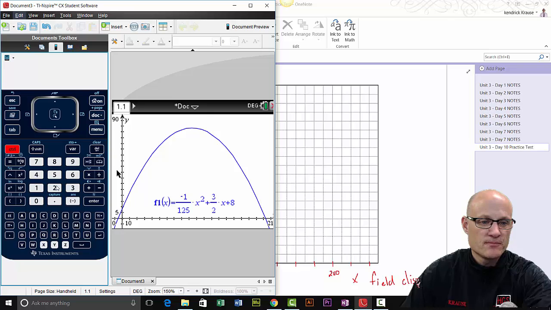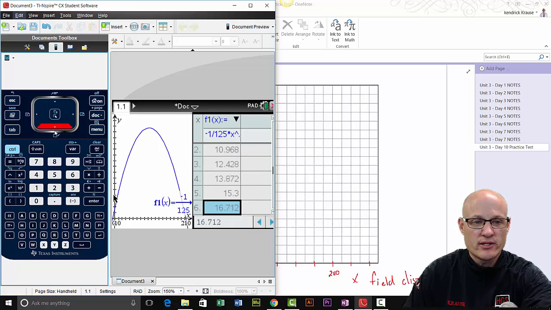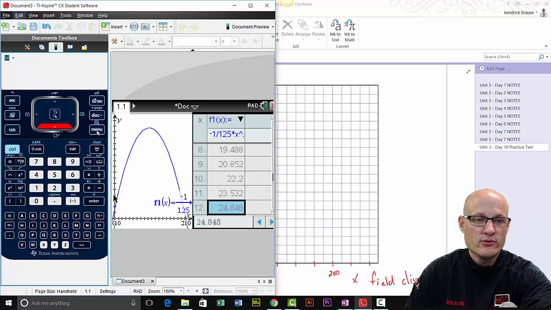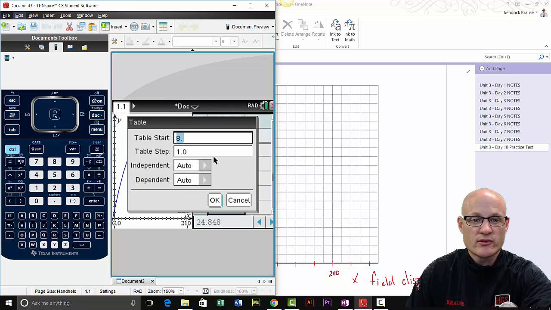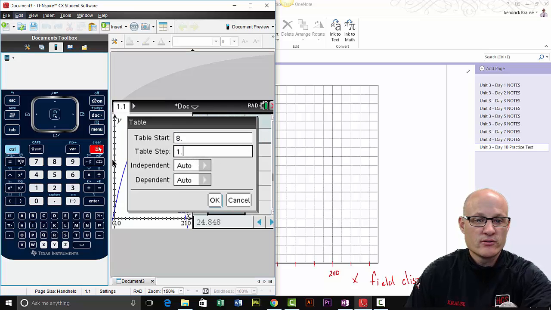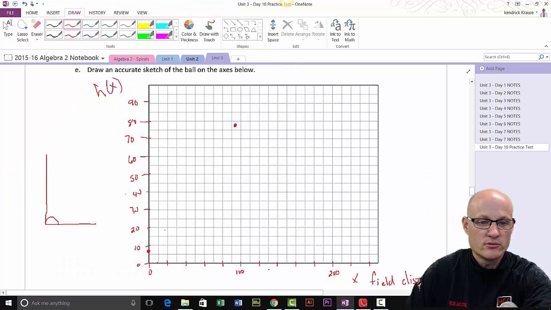So Control T. And, oh, look. This is silly. Am I really going to go through 200 of these? That doesn't make any sense, right? I don't want to do that. So what I want to do is go Menu, Table, Edit Table Settings, and change this to 10 and change this to 0. So now it starts at 0. So 0 is 22, 10 is 22.